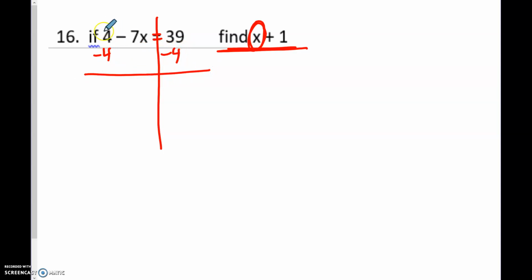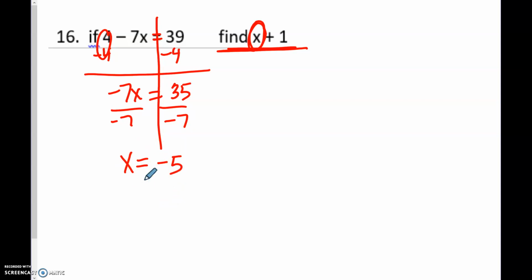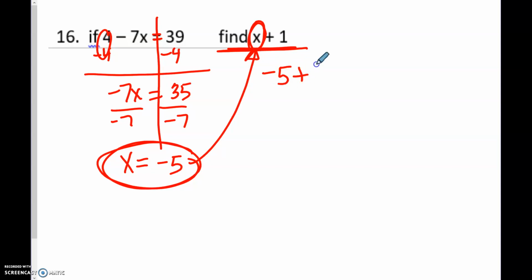That's a positive 4. So I need to do the opposite operation, and I'm left with minus 7x, and 39 minus 4 is 35. Now that says negative 7 times x, so the opposite of multiplying is dividing. So I'm going to divide by negative 7. So x equals negative 5. Now I know what x is. So I'm going to substitute in place of this x. I'm going to put negative 5 minus 1, and I get negative 6.